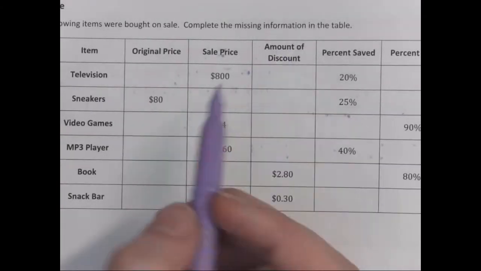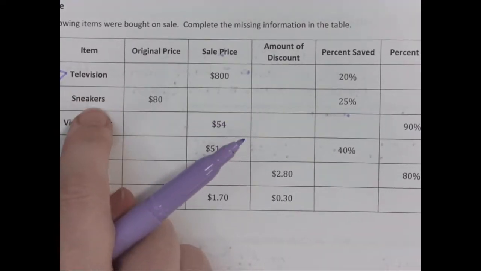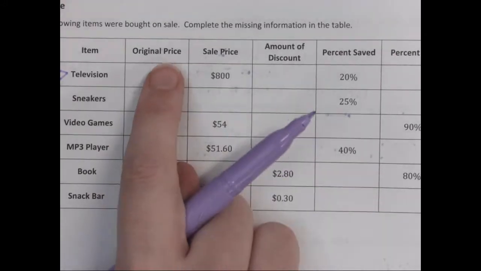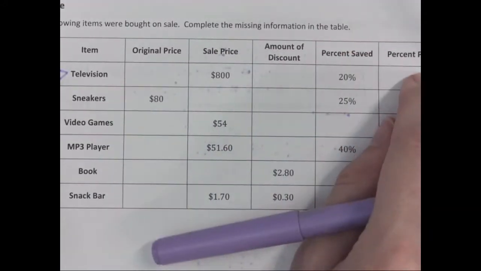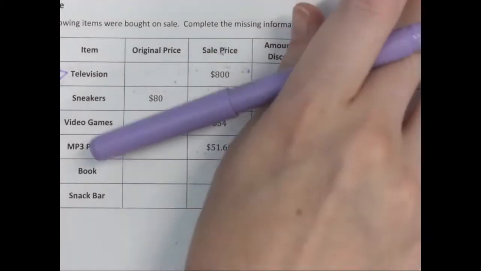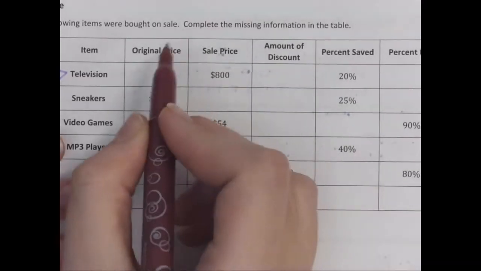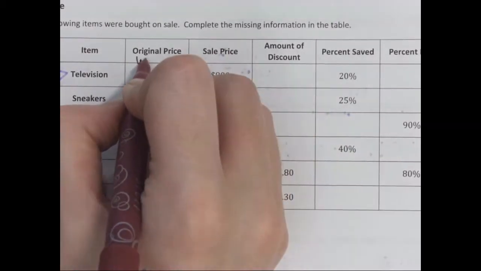Okay, so for each row of this table, there's a different item, right? TV, sneakers, video games, right? And over here, we have original price, sale price, discount, percent saved, percent paid. Ooh, that's overwhelming, right? Okay, it doesn't have to be. Here's why. Remember what we just wrote out on page 147, all those things that are constants? What can we call the original price? Whole. Yeah, something we're more familiar with. It's the whole.